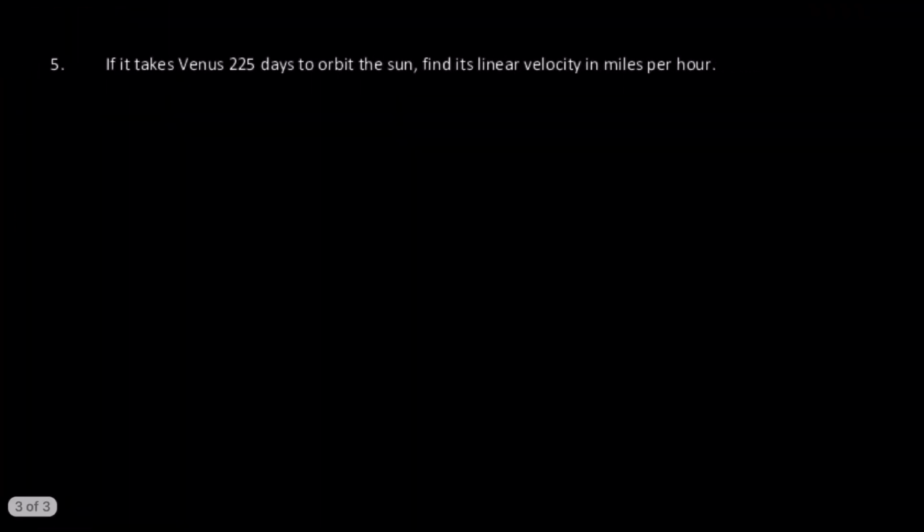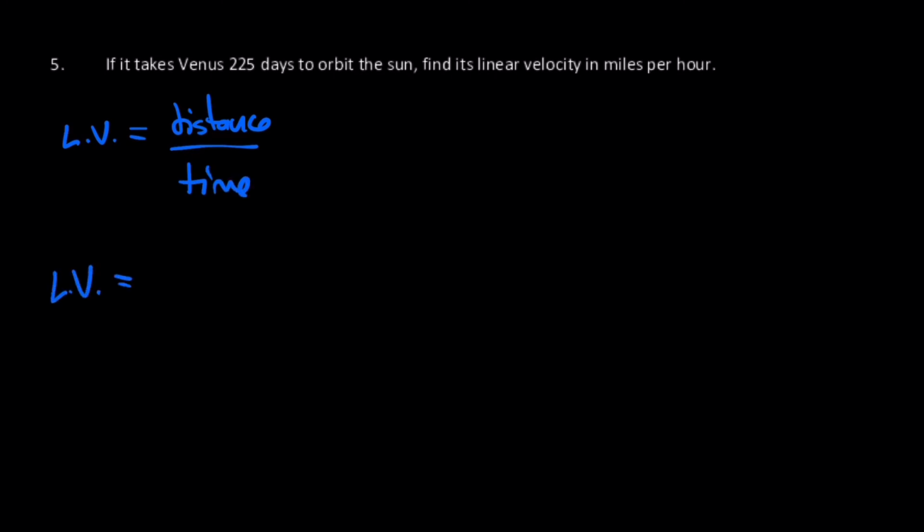The last problem here, it says, if it takes Venus 225 days to orbit the sun, find its linear velocity in miles per hour. Well, how are we going to find linear velocity? That's simply going to be the distance it travels divided by time. So my linear velocity, the distance it travels from the previous example, 4.54206, what? Astronomical units, divided by 225 days. Well, this wants the linear velocity in miles per hour, not astronomical units per day. So I need to do some conversion factors.